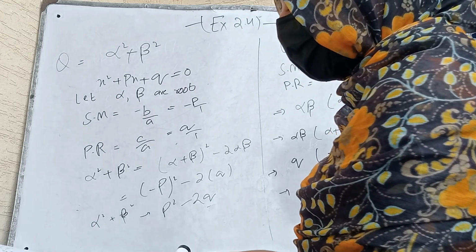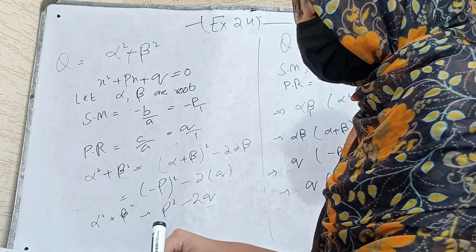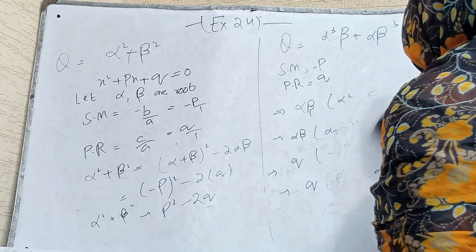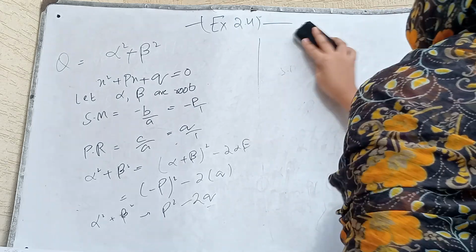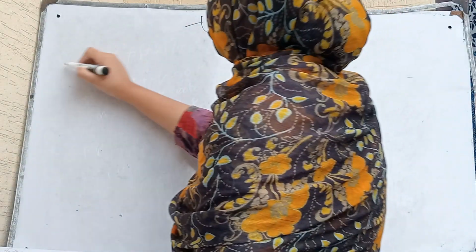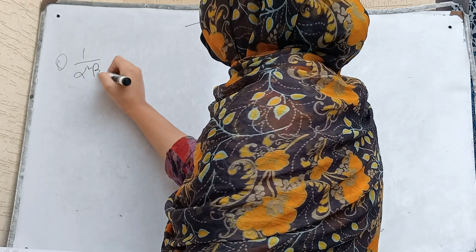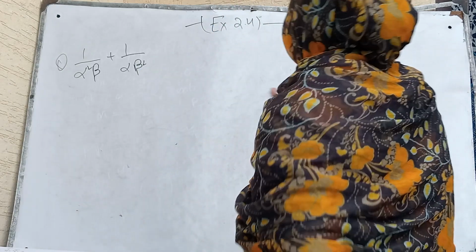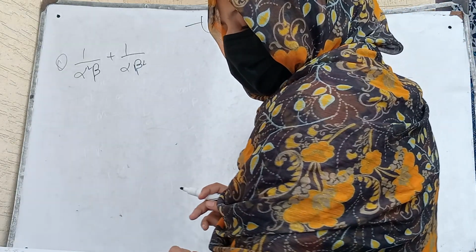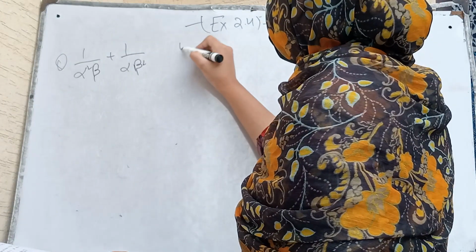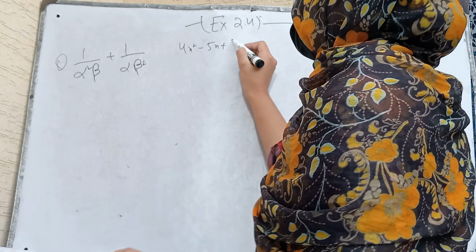The second part, which we have: if alpha, beta are the roots of the equation, find the values of 1 by alpha square beta plus 1 by alpha beta square, where the given quadratic equation is 4x square plus 5x plus 6.